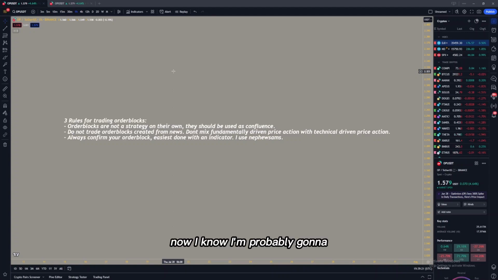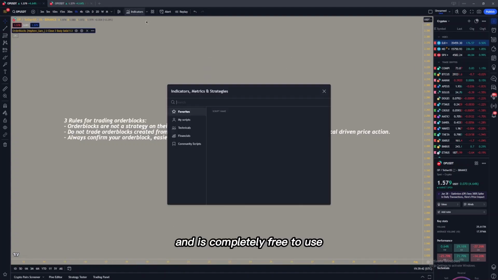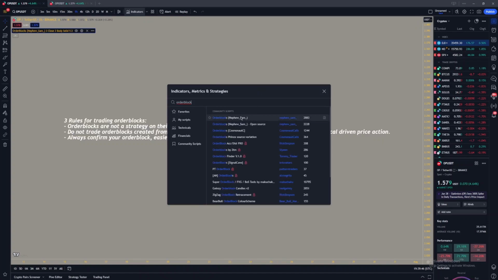Now, I know I'm probably going to get a lot of backlash for using an indicator, but it's just so simple. There's really no need not to use an indicator. It will just make your life so much easier, and it will already be there automatically on your chart. So what I use is an indicator by Nephew Sam. I have no affiliation with this, and it is completely free to use. If you want, you can just search up order block here, and it is this one.